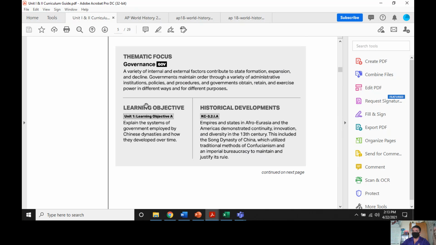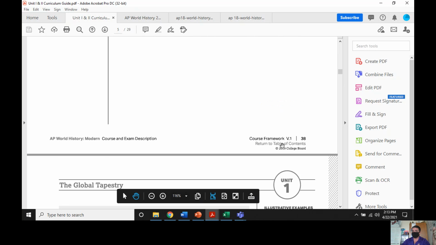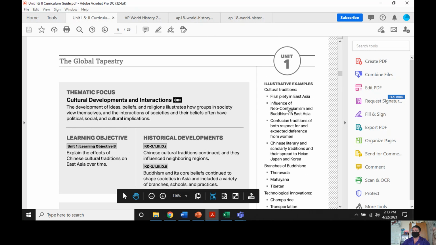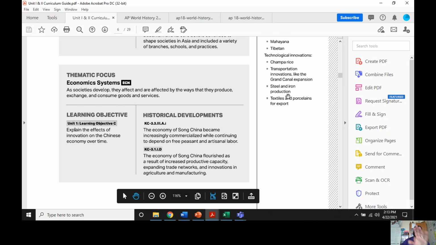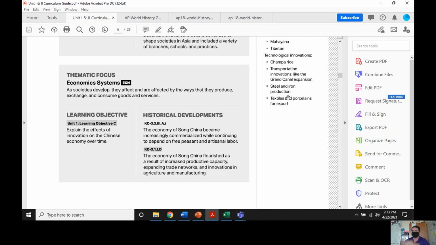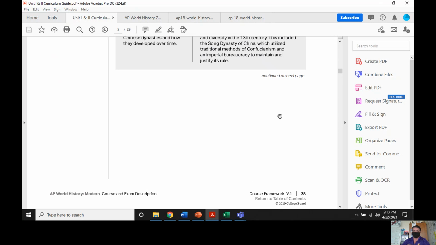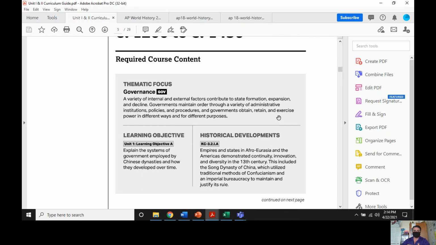What you need to read is the learning objective, the historical development, and then if you see any illustrative examples, you need to at least be familiar with those. We're going to read through some of this today. Tomorrow, we'll just glance at this stuff. I'll leave the reading up to you, and I'll more or less just refer to it. But let's look at this.